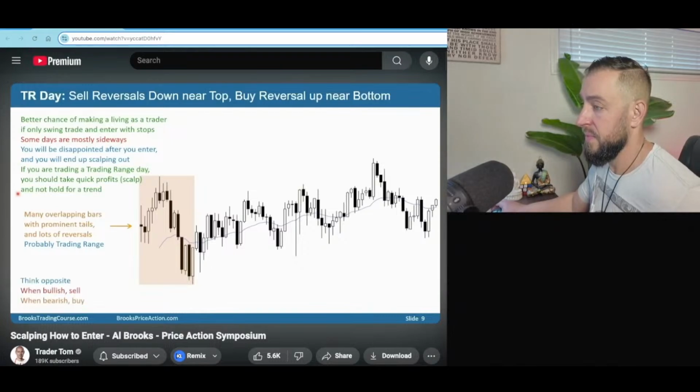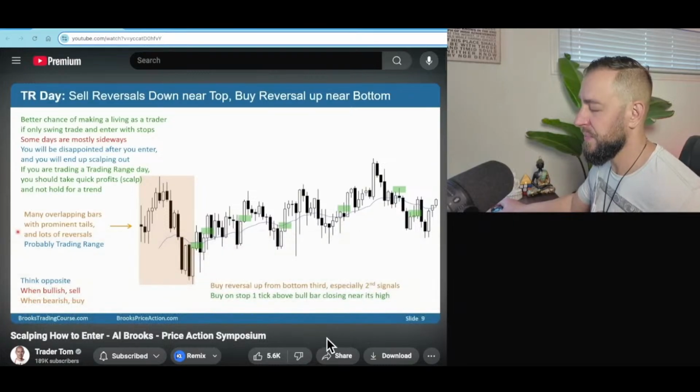Think opposite. When things look bullish, it's time to sell. When things look bearish, it's time to buy. Here, very bearish, didn't go down very much. Traders who bought down here made money. Here, very bullish. Traders who bought lost money. Traders who sold made money. Very bullish breakout. You make more money selling that close than buying it. You're going to be thinking opposite. And those are all the entries.